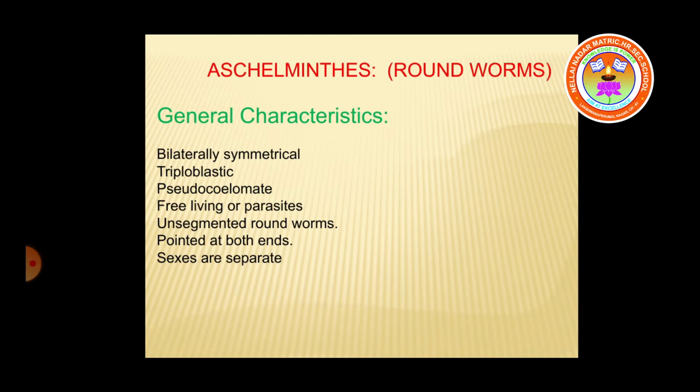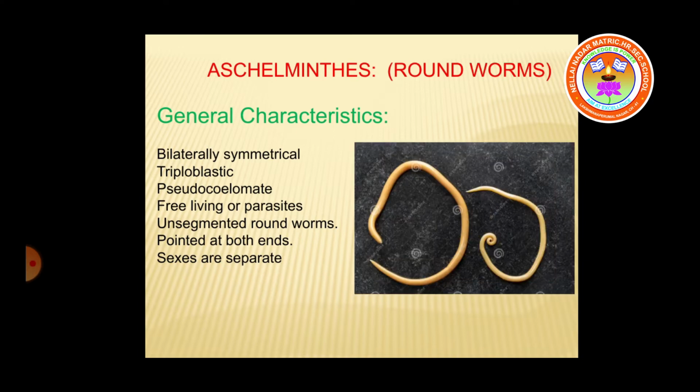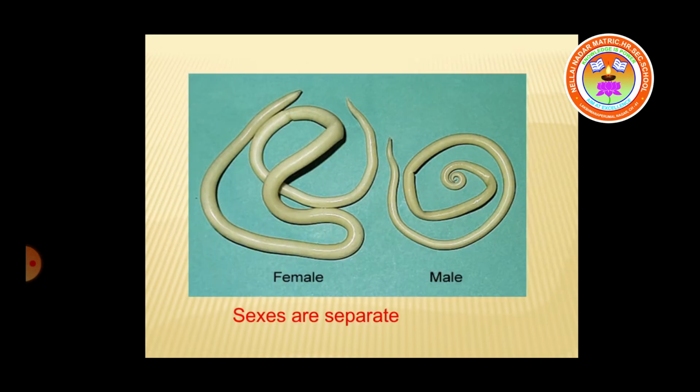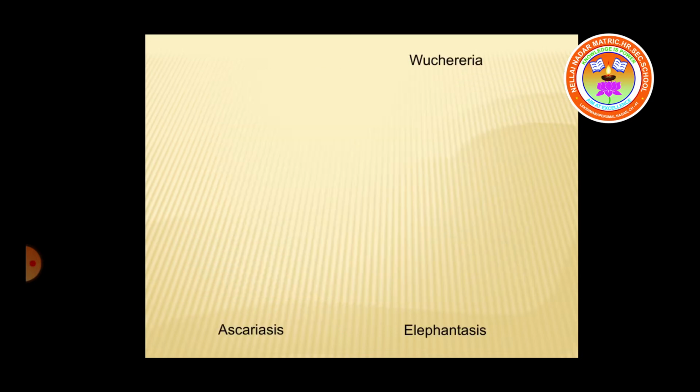Aschelminthes includes roundworms. They are bilaterally symmetrical, triploblastic and pseudocoelomate organisms. They are free-living or parasites. Their body is unsegmented and pointed at both the ends. Sexes are separate. Free-living organisms live in the soil and parasitic organisms live in other animals' body.